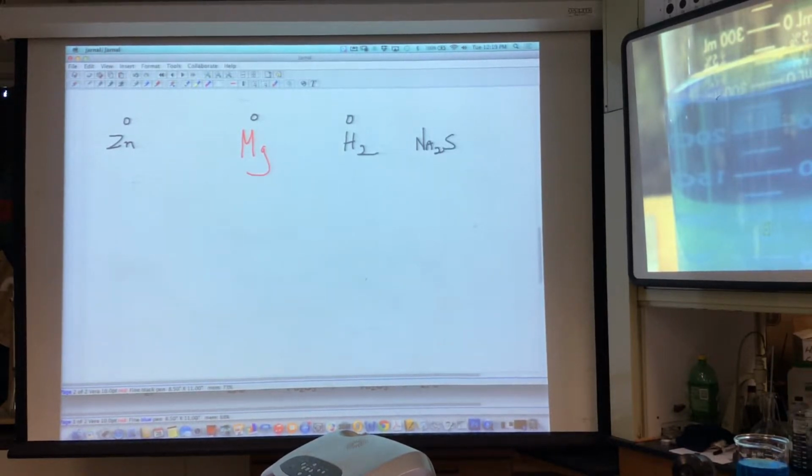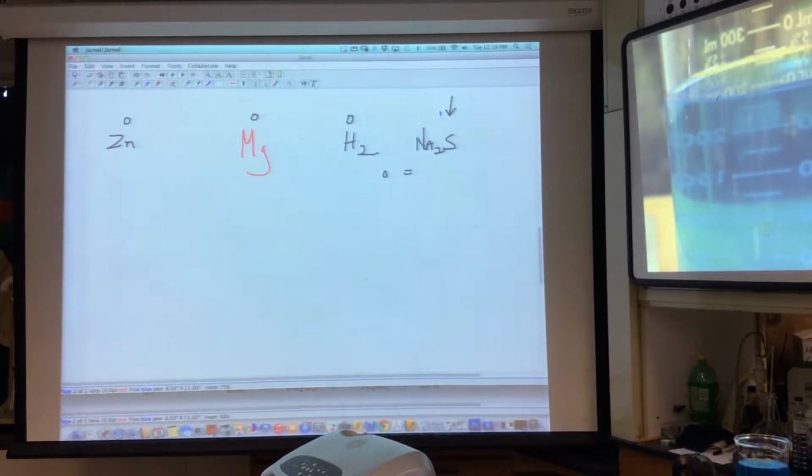Na2S. What is the oxidation state of sulfur? Now, the whole thing does not have a charge, does it? So the whole thing is 0. We did this in bonding, right?